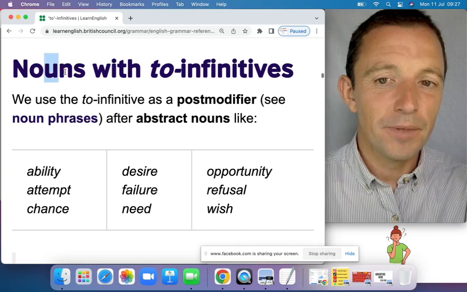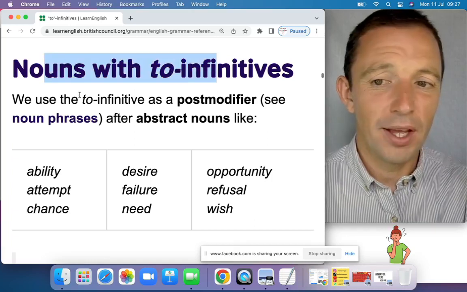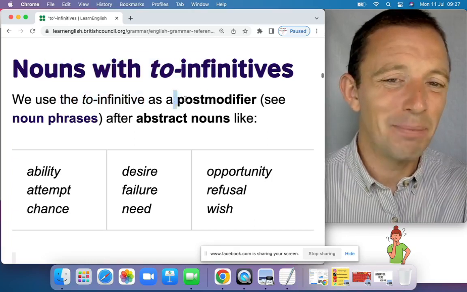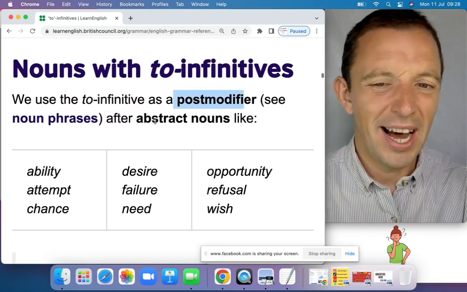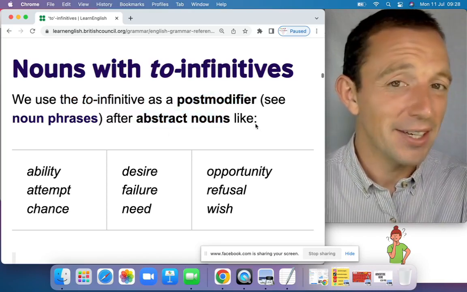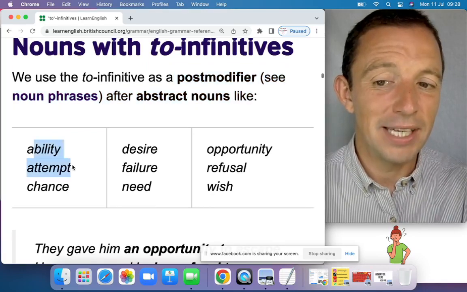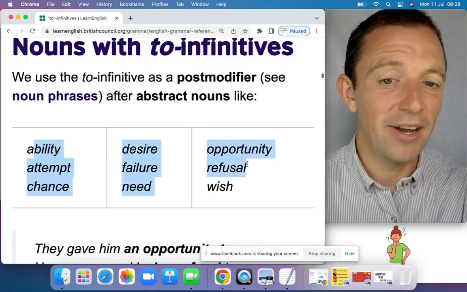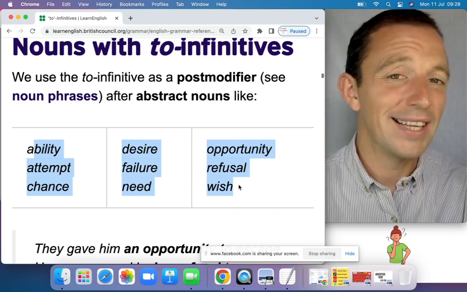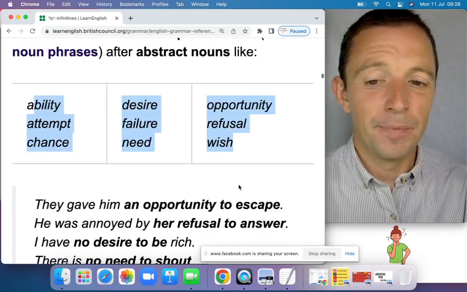Nouns with the to infinitives. So we use the to infinitive as a post modifier after abstract nouns. So very technical grammatical explanation. So let's see. Here are the nouns: the ability, the attempt, the chance, desire, failure, need, opportunity, refusal, wish. They are all nouns.